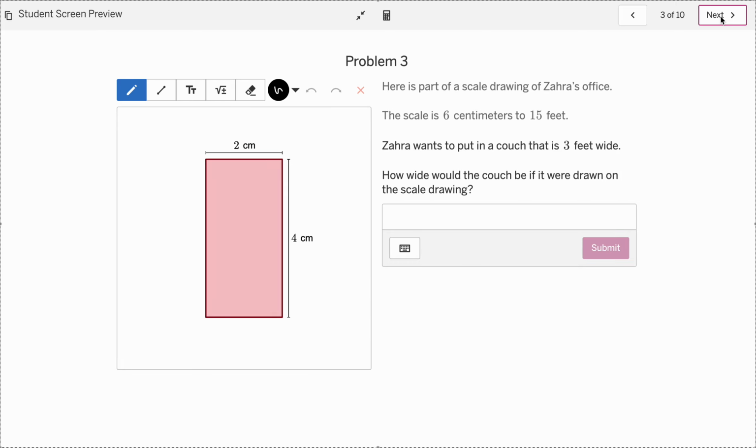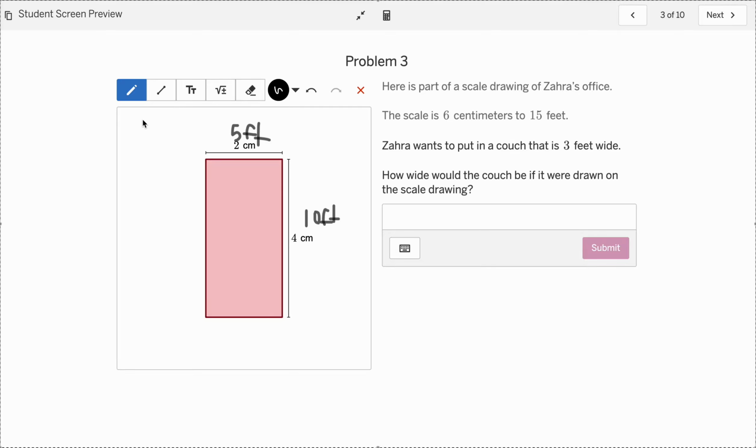All right, problem 3. Here is a part of the scale of Zara's office. Here the scale is 6 centimeters to 15 feet. It's the same scale. Zara wants to put a couch that is 3 feet wide. How wide would the couch be if it were drawn on the scale drawing? Well, we just figured out that 2 centimeters is actually 5 feet in real life, and we know that this right here is 10 feet in real life. So how wide would the couch be if it were drawn on the scale drawing? Well, we know it's 3 feet wide. So we know that it would be part of this.